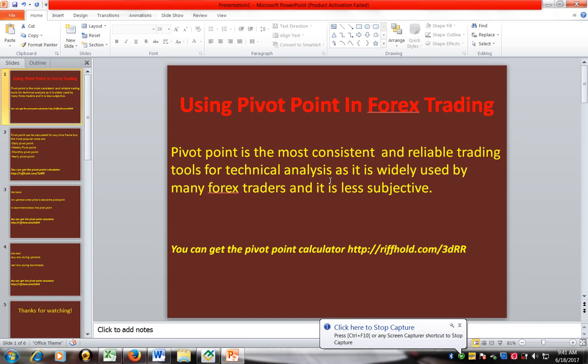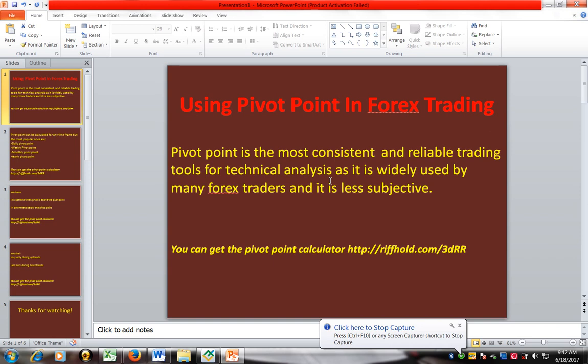Using pivot points in Forex trading. We want to learn how to use pivot points today. Pivot points are the most consistent and reliable trading tools for technical analysis. They are widely used by many Forex traders and are less subjective. That is, it's a kind of technical tool that can be used with greater reliability.